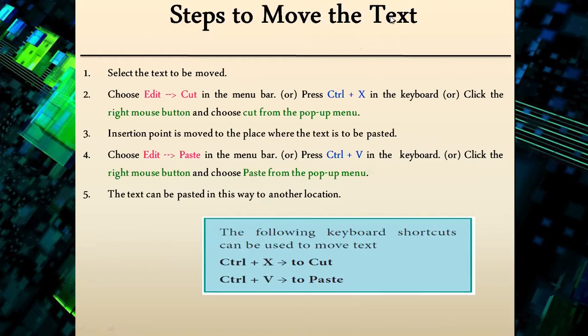Steps to move the text. Select the text to be moved. Choose Edit, Cut in the menu bar, or choose Ctrl plus X. Insertion point is moved to the place where the text is to be pasted. Choose Edit, Paste, or Ctrl plus V. This is the shortcut key for cut and paste, Ctrl plus X and Ctrl plus V.